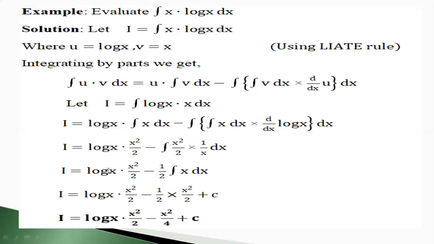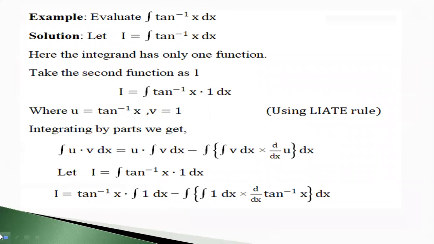That is, I is equal to log x into x square upon 2 as it is minus this constant 1 upon 2 as it is. And here just taking the integration of x. Integration of x is equal to x square upon 2 plus constant of integration, that is c. That is the last answer. I is equal to log x into x square upon 2 minus, taking the multiplication of these two terms, x square into 1, that is x square, and 2 into 2, 4, plus c. That is the last answer.